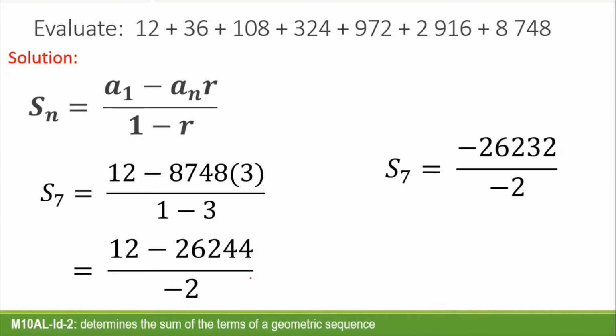Next, i-simplify natin itong numerator. So, we have 12 minus 26,244. Magiging negative na siya kasi maliit, babawasan ng malaki, no? So, negative 26,232. Then, divide natin by negative 2. So, same sign, so the answer is positive. So, pag dinivide natin, the sum is 13,116.